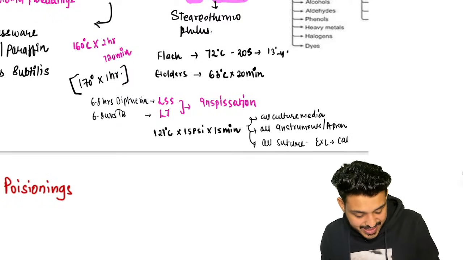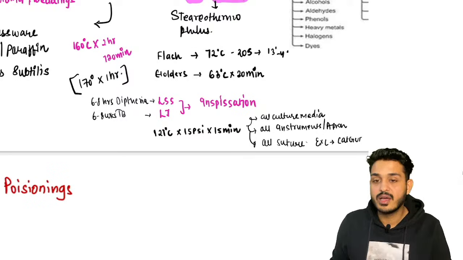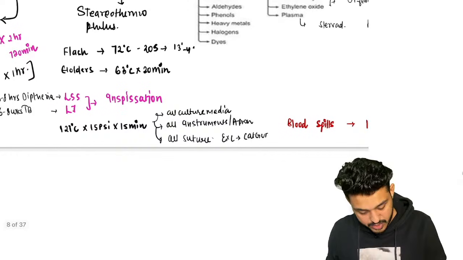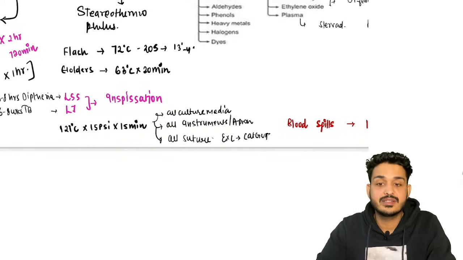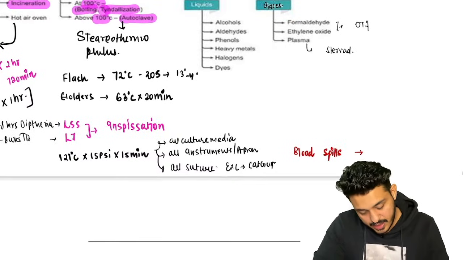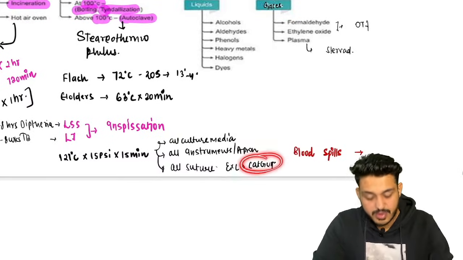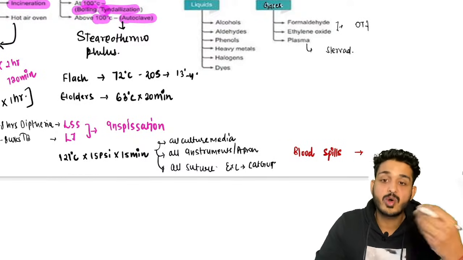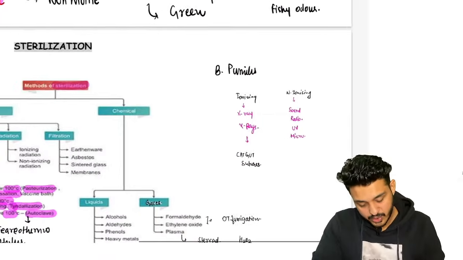The exception is going to be catgut suture. Catgut is an absorbable suture or a non-absorbable suture? My question, try to answer. Catgut is absorbable or non-absorbable suture, right? Sir, we cannot do autoclaving for catgut. Then what are we going to do? Remember, we are going to use what?